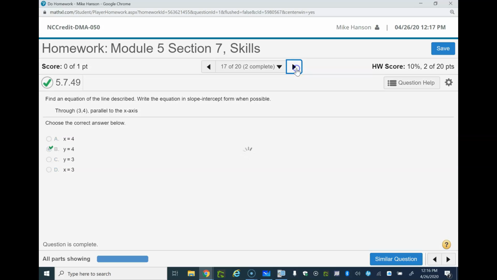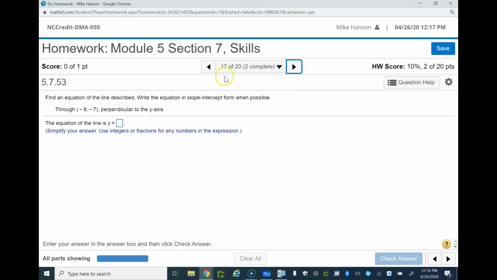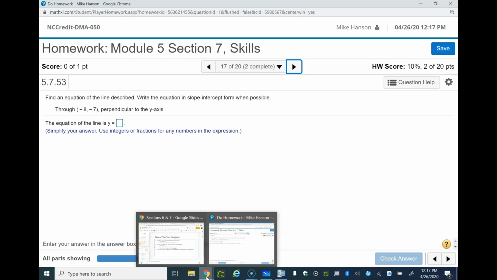Last two examples I want to go through is number 17. So for 17, I want to find an equation, and this time we're going to write the equation in slope-intercept form when the line goes through -8 and -7, but must be perpendicular to the y-axis. So what does the line have to look like in order to be perpendicular to the y-axis?